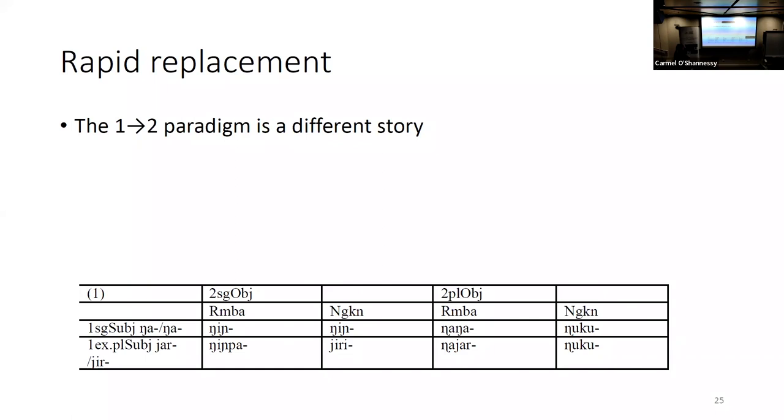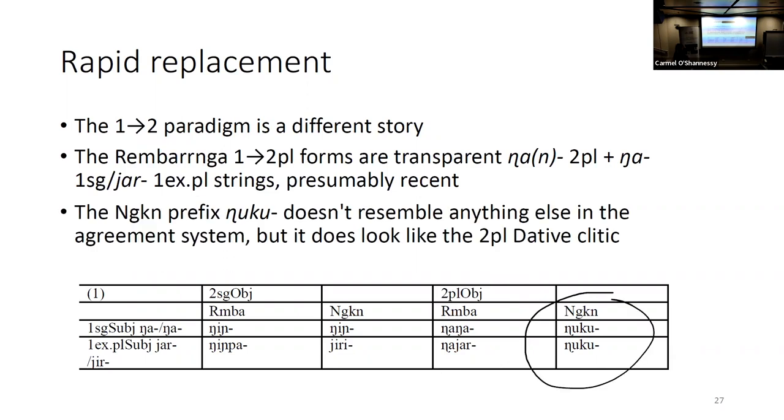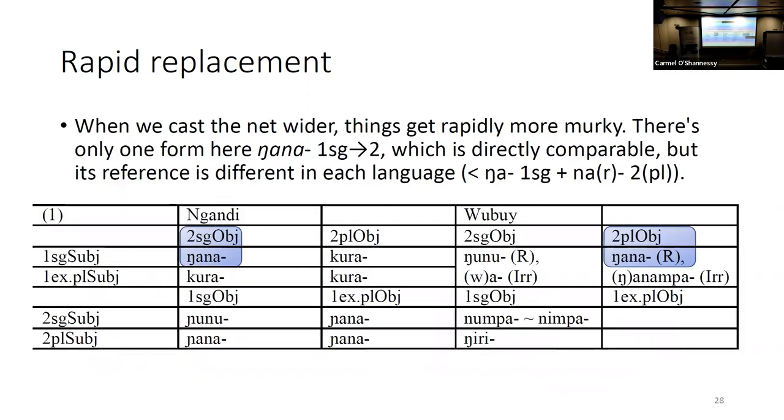The 1-2 category is quite different. We see this rapid replacement that I talked about and the static clitic. If we look a bit further afield at Nandi and Wuboy, for instance, it becomes very difficult to reconstruct what's happened here, what the source of many of these forms is. There's one form that we can compare between the two languages, but it has a different reference in each one. So it's a second person singular object in Nandi, but a second plural object in Wuboy, just in the realis part of the paradigm. Many of these other forms don't find any obvious source, particularly the ones down here. This gura prefix, I'm suggesting, maybe comes from the same source as Nalakan nugu, so from the dative clitic pronoun nugu-a with deletion of the initial syllable. But again, that's speculative. And a lot of these other forms we just can't reconstruct.